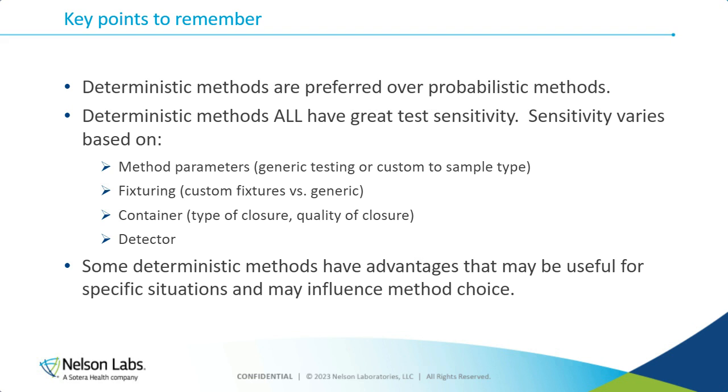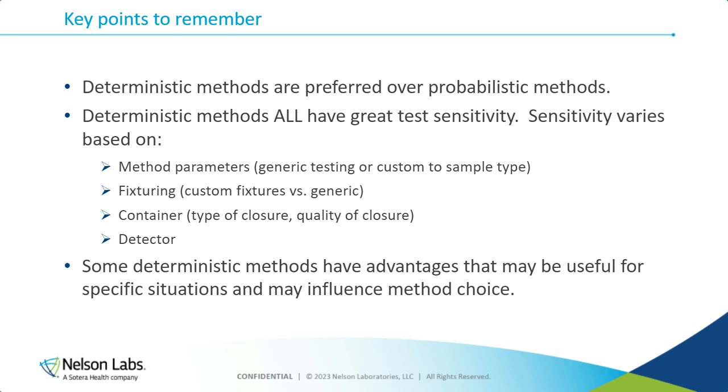When you're trying to create your method, if you're going to be very specific to a certain sample and a certain fixture, you can create a very, very custom method, and you can get your time down, and you can probably get your sensitivity down when you do that.